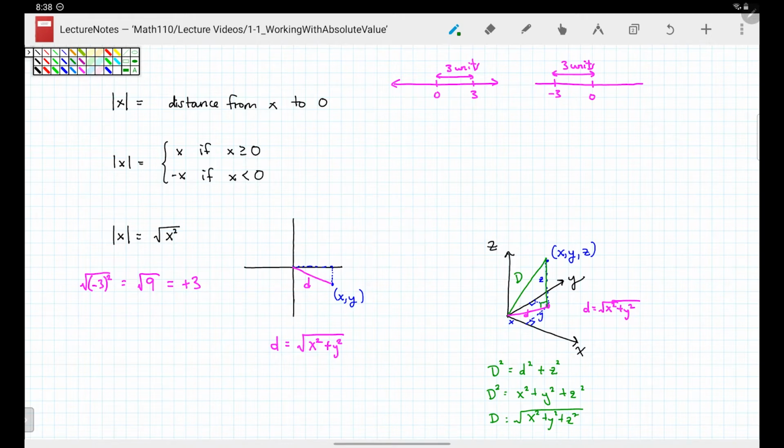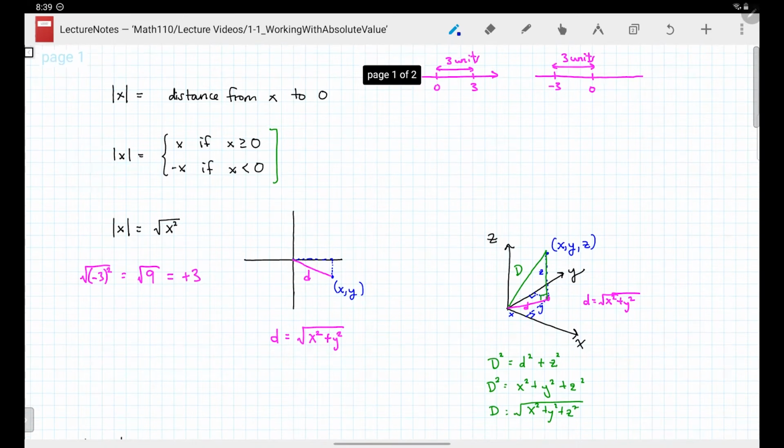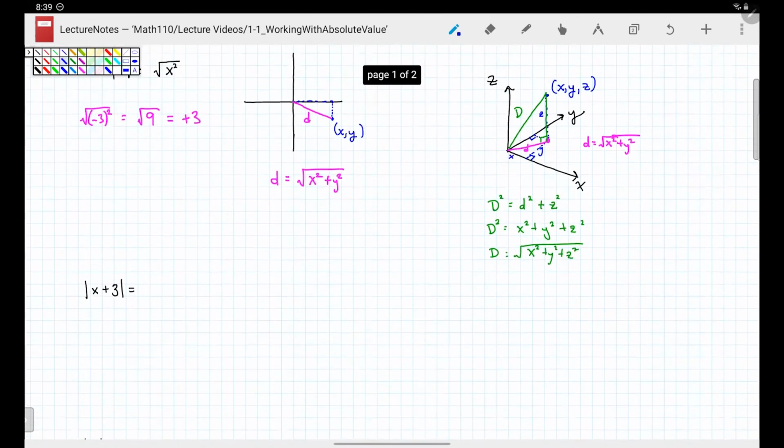And there are different reasons to use each of these different depictions of the absolute value function. But a lot of times when you're working algebraically with the absolute value function, it works to focus on that piecewise definition. So we're going to do that for a few different examples. First example here, we are going to look at the absolute value of x plus 3.